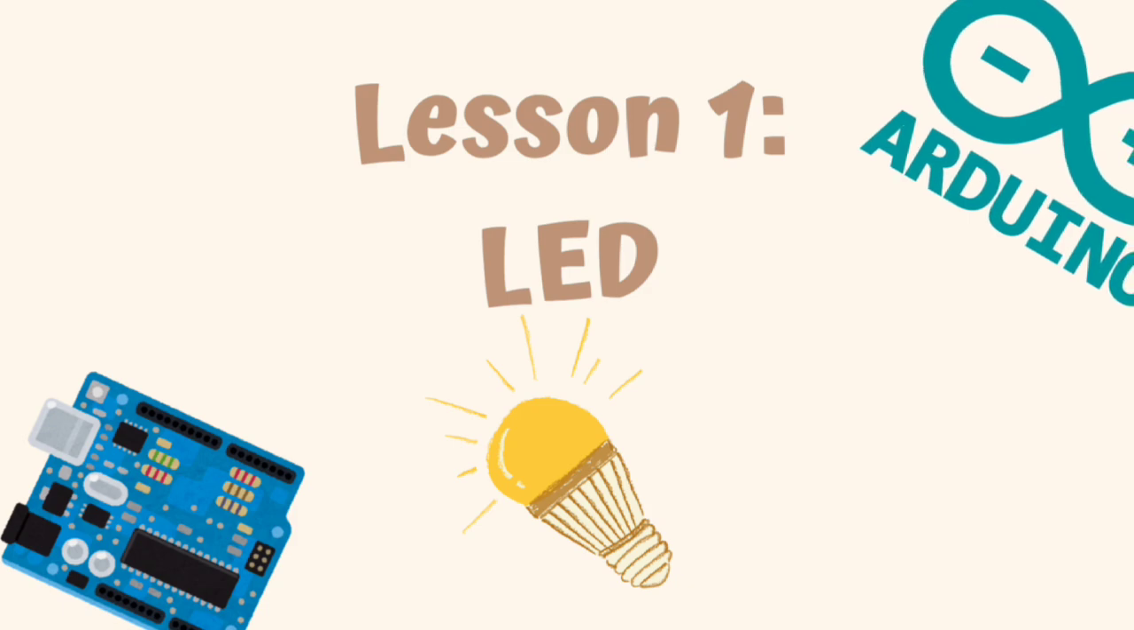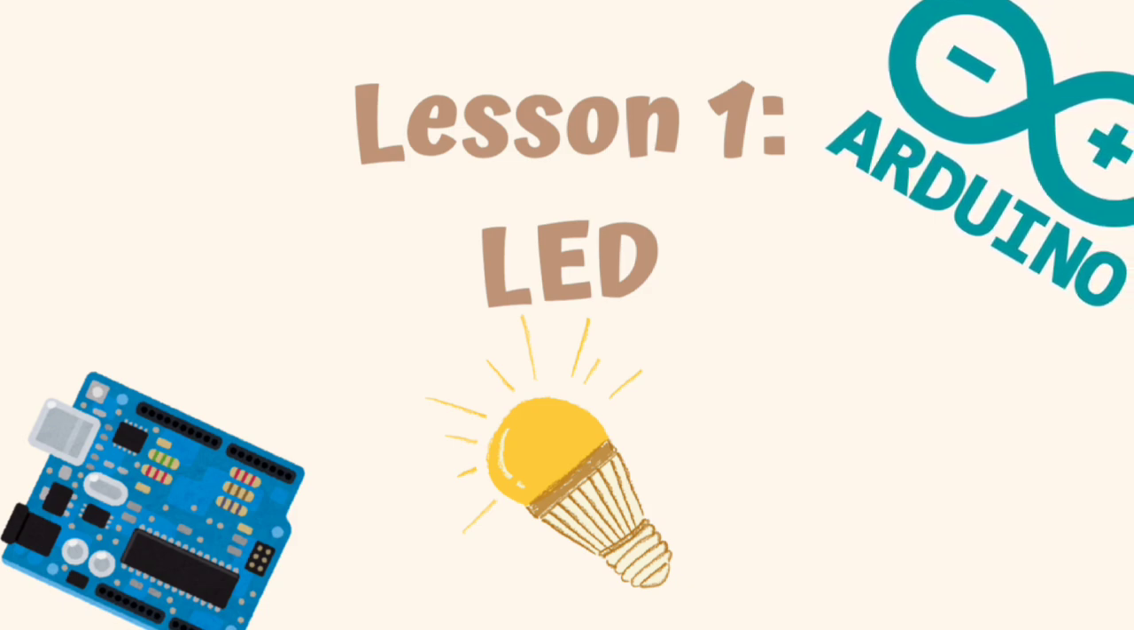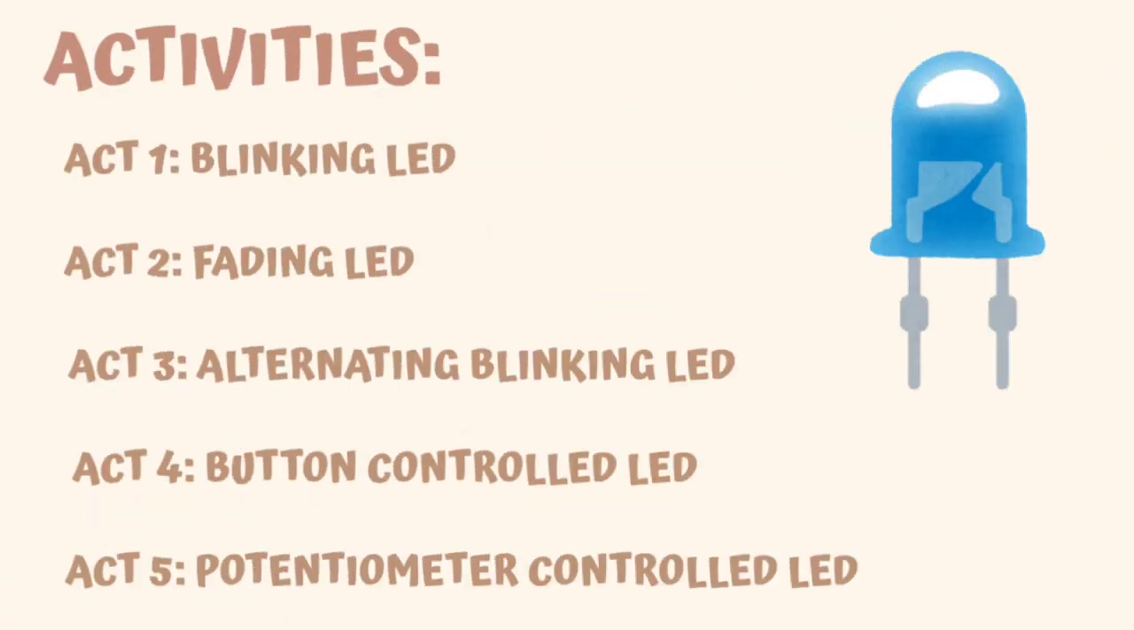Now, this is the last one, which is LEDs. LEDs are usually an output device used in Arduino Uno. And these are the activities. Activity 1, blinking LED. This means the LED will turn on and then off 1 second at a time. Activity 2, fading LED. That means it could go from high to low or low to high.